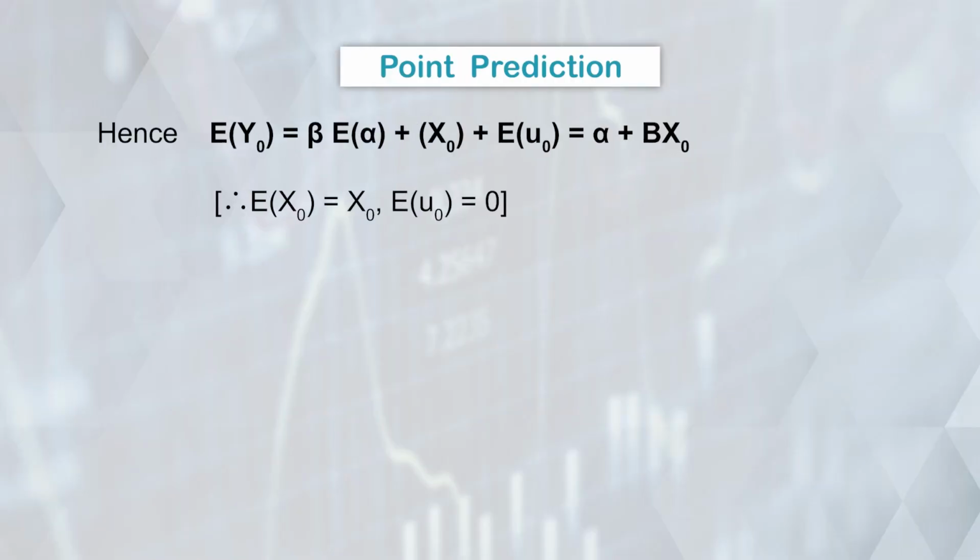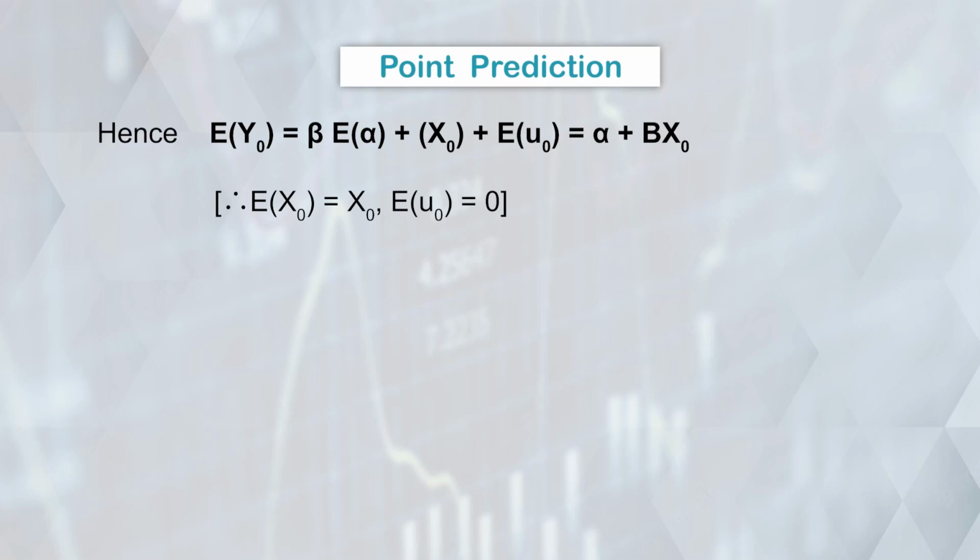Now we want to find the mean of this y0, and we know that y0 follows a random series. So y0 is treated as a random variable because it depends upon the chance of occurrence, and accordingly we need to find the expectation of a random variable. So this expectation says that the expectation of y0 equals the expectation of alpha plus beta x0 plus the expectation of u0.